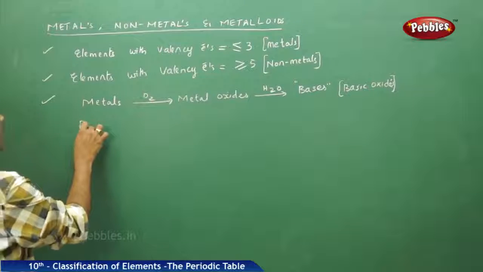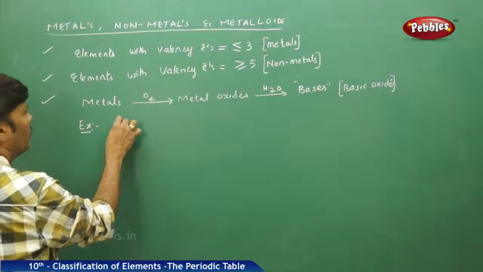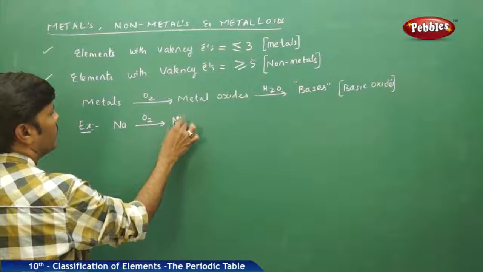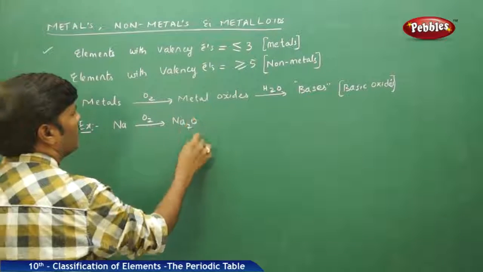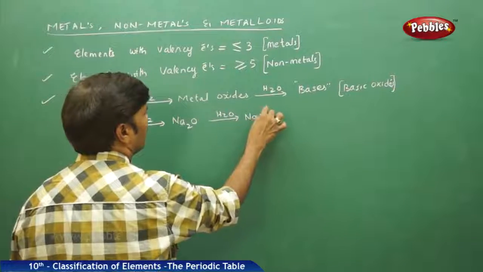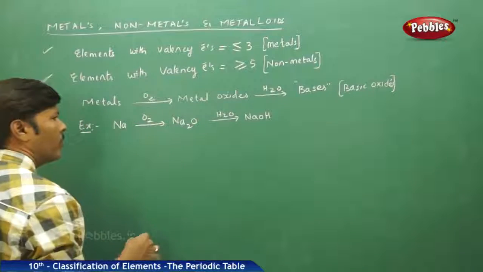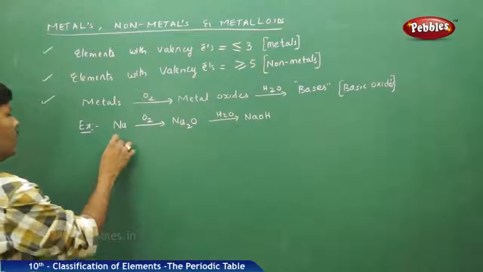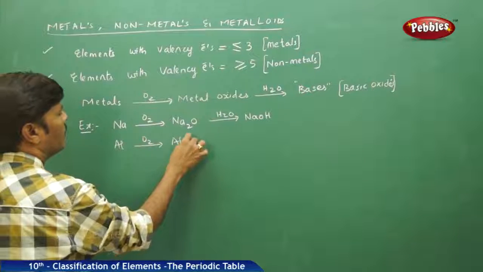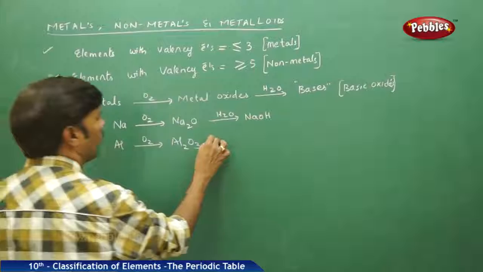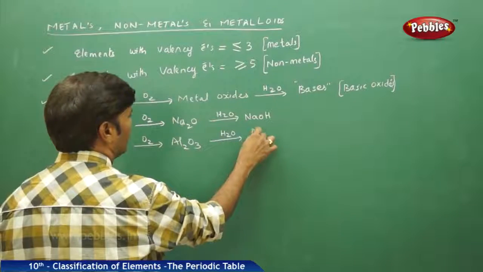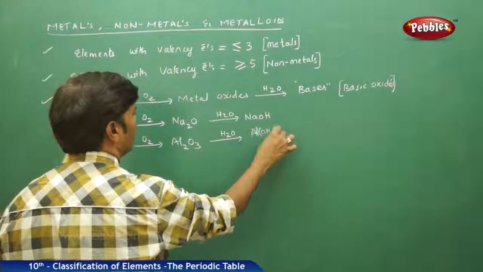Examples, you can take a number of examples. You can take sodium, when it reacts with oxygen, it gives sodium oxide. Sodium oxide upon hydrolysis gives sodium hydroxide. Sodium hydroxide is a base and it is basic in nature. If you take aluminium, it reacts with oxygen to form aluminium oxide.